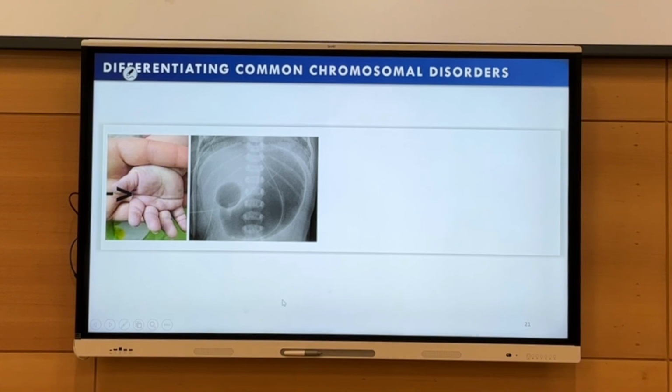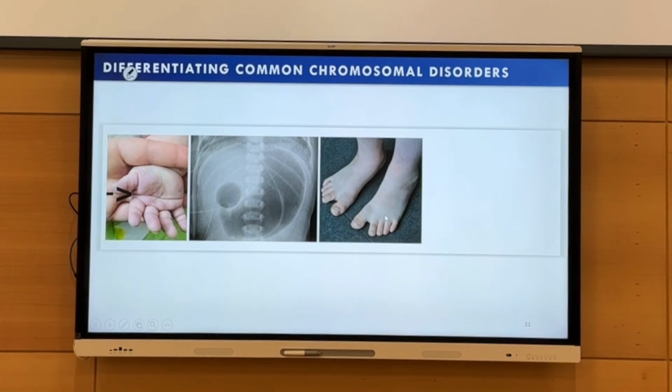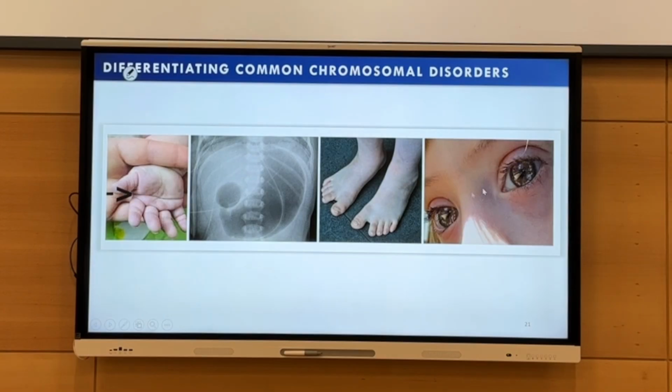Single palmar crease. Pyloric stenosis. Duodenal atresia. Excellent. What do you call this? Sandal gap. These are the epicanthal folds. Excellent. This is the eye.